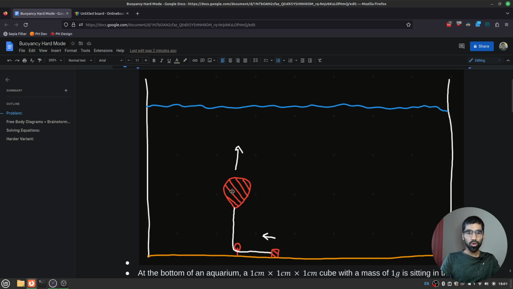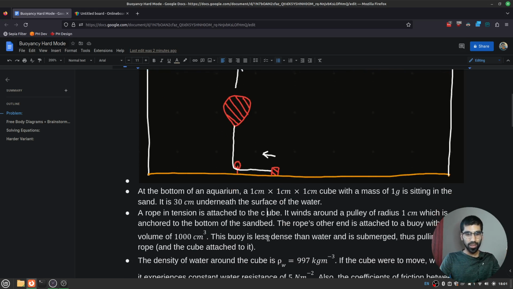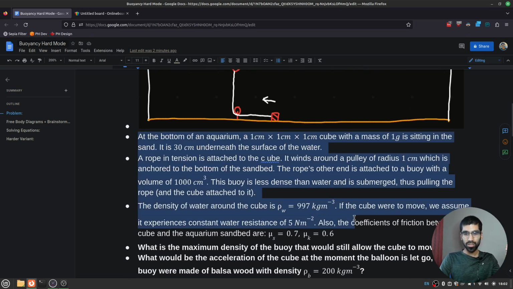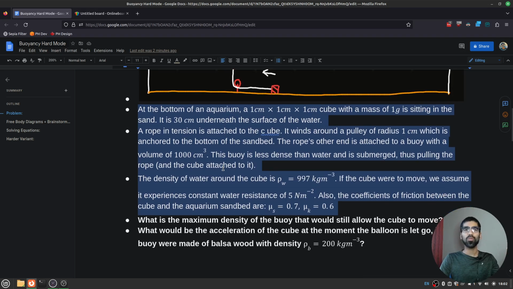So there's going to be a buoyant force that tries to pull the buoy up, and if the buoy is not too dense, then the buoy will be able to rise up even though it is dragging along this cube behind it. So I am giving a bunch of information about the cube, the pulley, the sand bed, and the buoy here, and there's a two-part question.